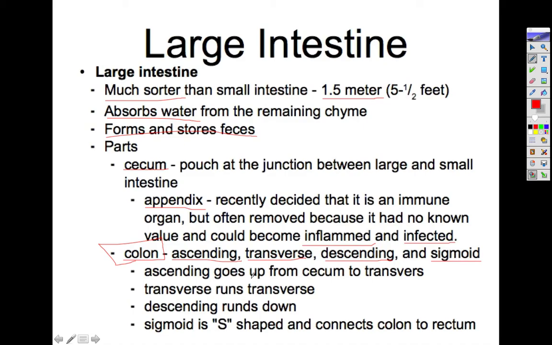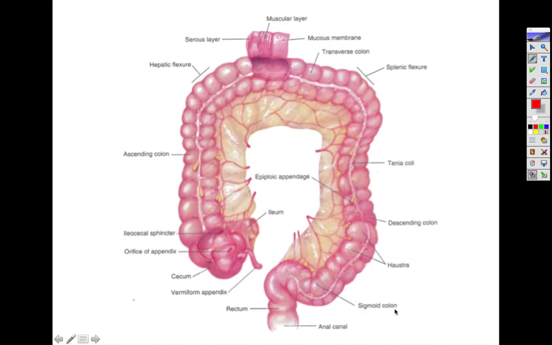So ascending goes up from your cecum. So I'll show you a picture here in a second. So your cecum is near your pelvic region, and your ascending colon travels up from there. It goes to your transverse colon, which runs across, or transverse, so from right to left on your body. The descending runs down, descends, back towards your pelvic region. And then your sigmoid, I don't know what sigmoid means. It starts with an S and it's got an S shape. This connects your colon to your rectum.